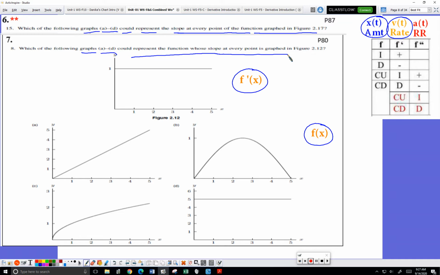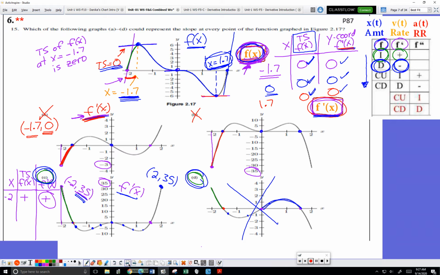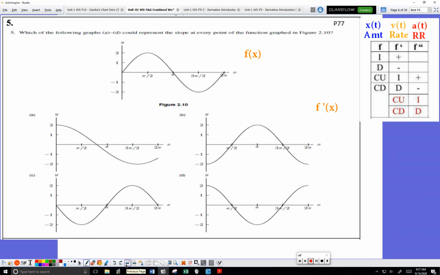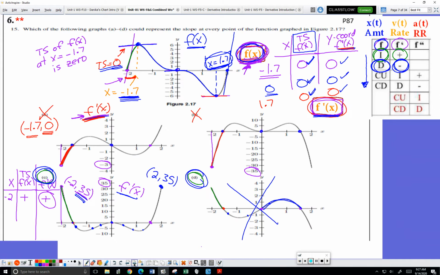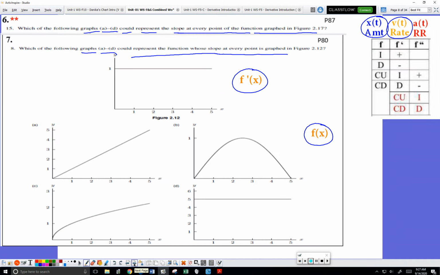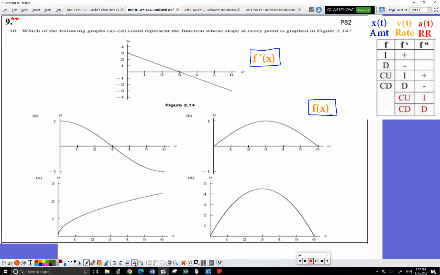Could you just tell us which problems are switched? What's that? Could you just tell us all of them? Yeah, so 1 through 6, they're giving you f, you find f prime. 7 through 10, they're giving you f prime and you find f. But the wording is kind of confusing. I totally agree. So, anybody else?